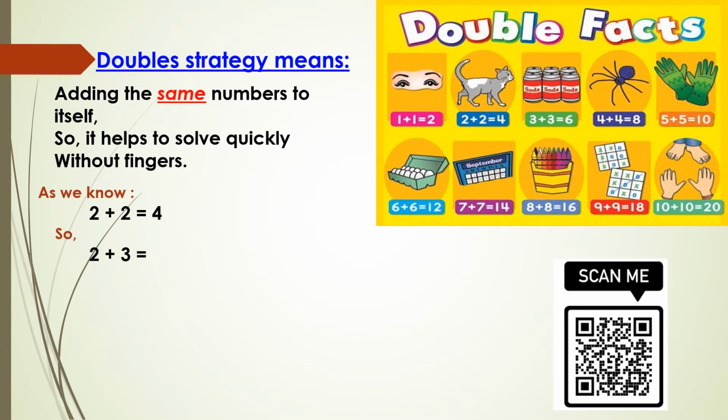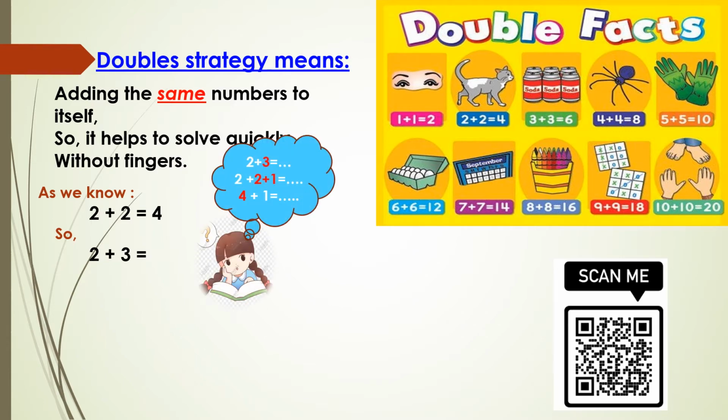Now let's solve the following example using the doubles strategy. As we know that 2 plus 2 equals 4. It's adding doubles. So how to solve 2 plus 3 using doubles strategy? Let's think together. First, we have 2 plus 3. We want to use doubles. First, 2 needs what to be double?